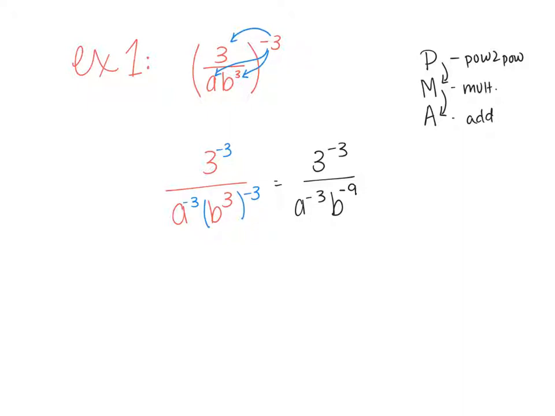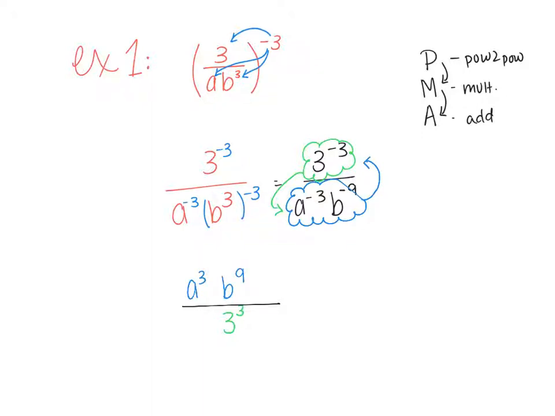Now, when I have negative exponents, I can't enter negative exponents. They have to be positive, so I have to move them. So if it's on the top, move it to the bottom. If it's on the bottom, move it to the top. So this whole denominator, because it's negative, is going to go up to the top, and the whole numerator is going to go to the bottom. So I'll have 3 to the third, because once it moves to the bottom, it becomes positive. And then I have a to the third, b to the ninth.